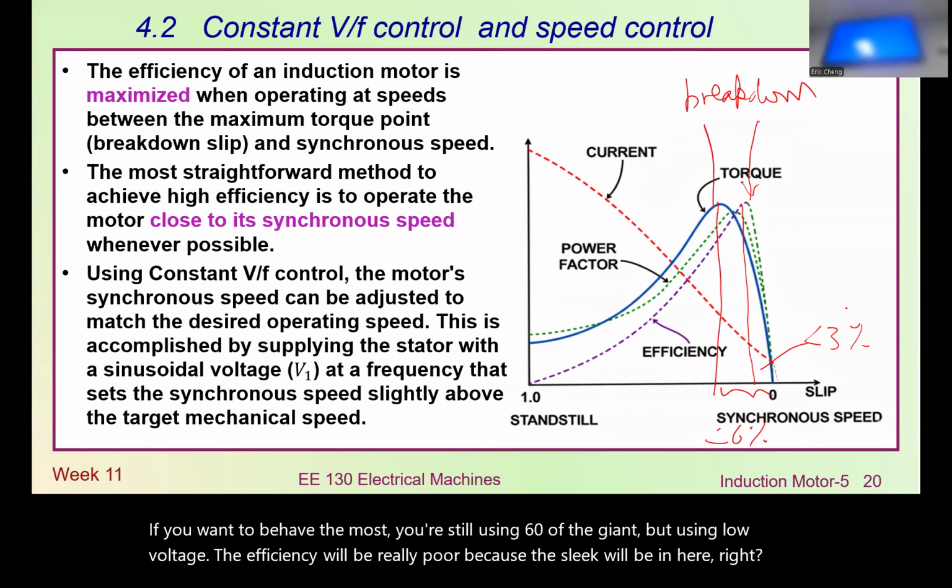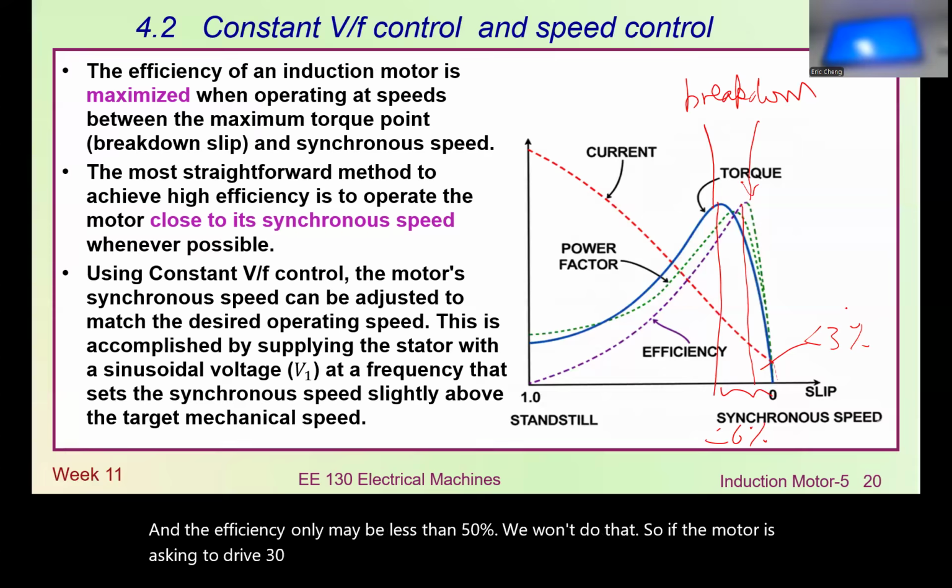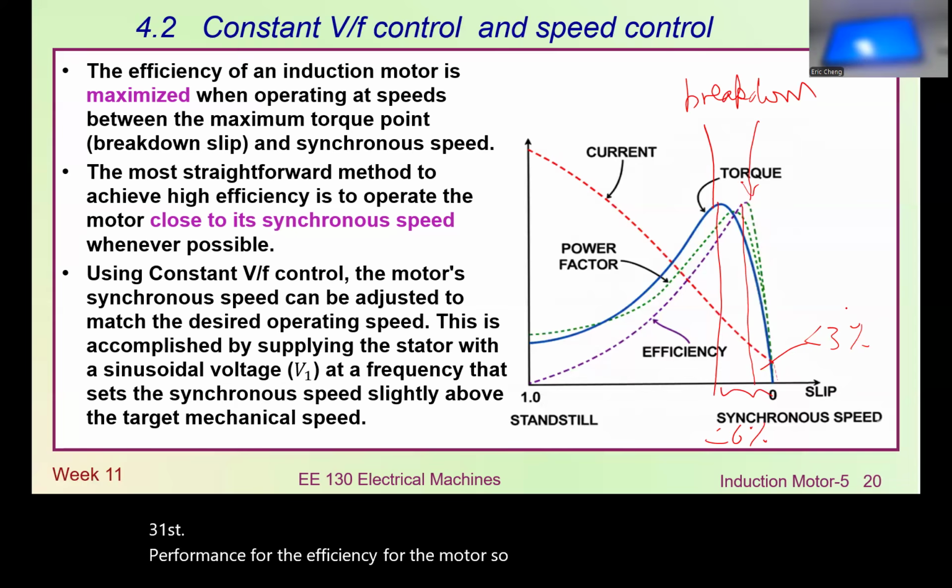Then the efficiency would be maybe less than 50%. We won't do that. So if the motor is asked to drive at 30 Hz, you move the synchronous frequency to 30 Hz. Then you get the maximum performance and efficiency for the motor. So that is the curve to show you why we have to use constant flux control.